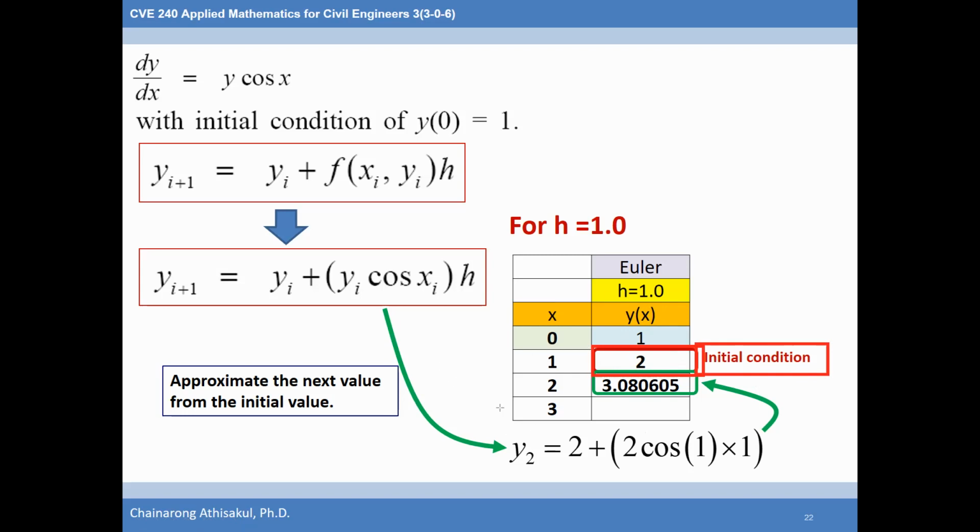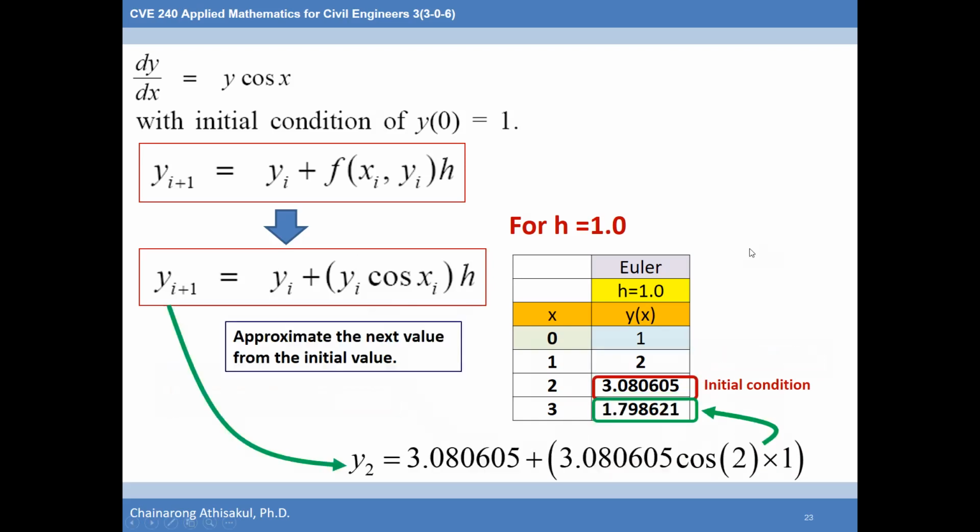So for this case, when we determine y at x equal to 2, we have to apply the condition from the previous step. When x equal to 1, y becomes 2, and h is equal to 1. So yi is equal to 2. Then we can determine y at x equal to 2 over here. That is very easy to understand. And after that, we move on to the final step here.